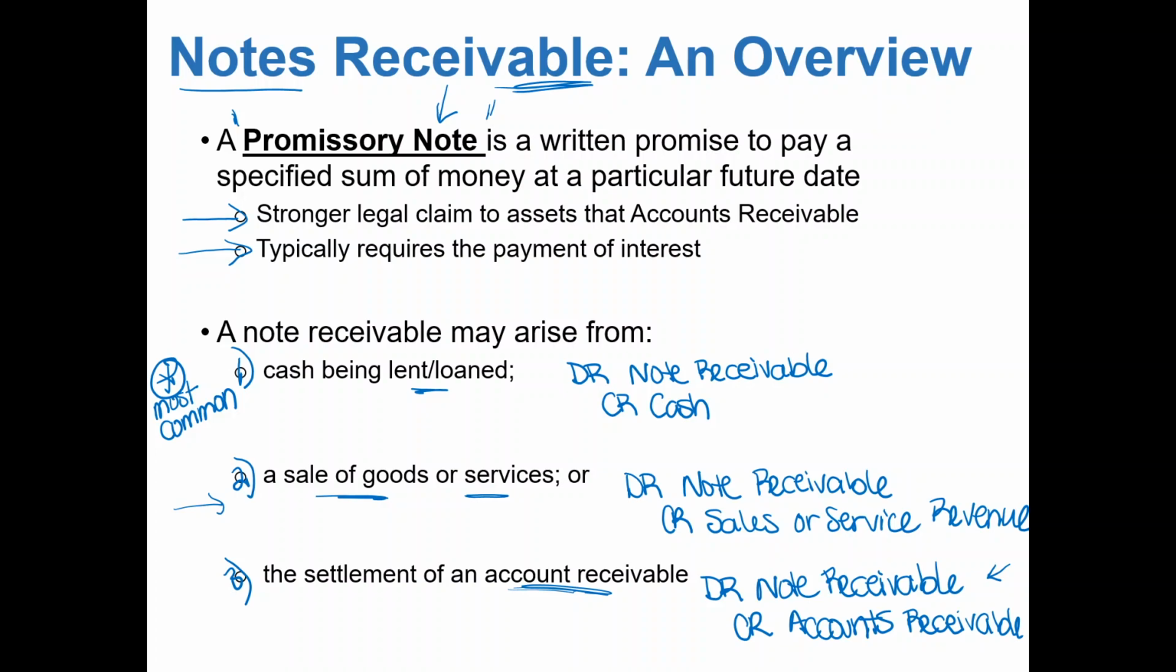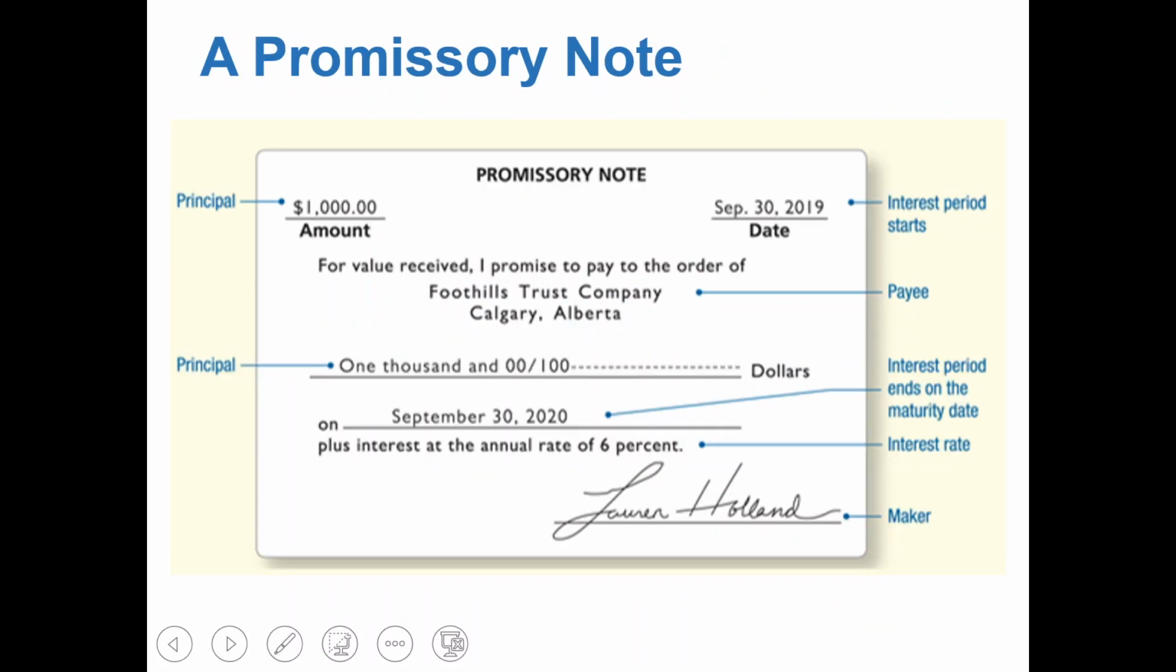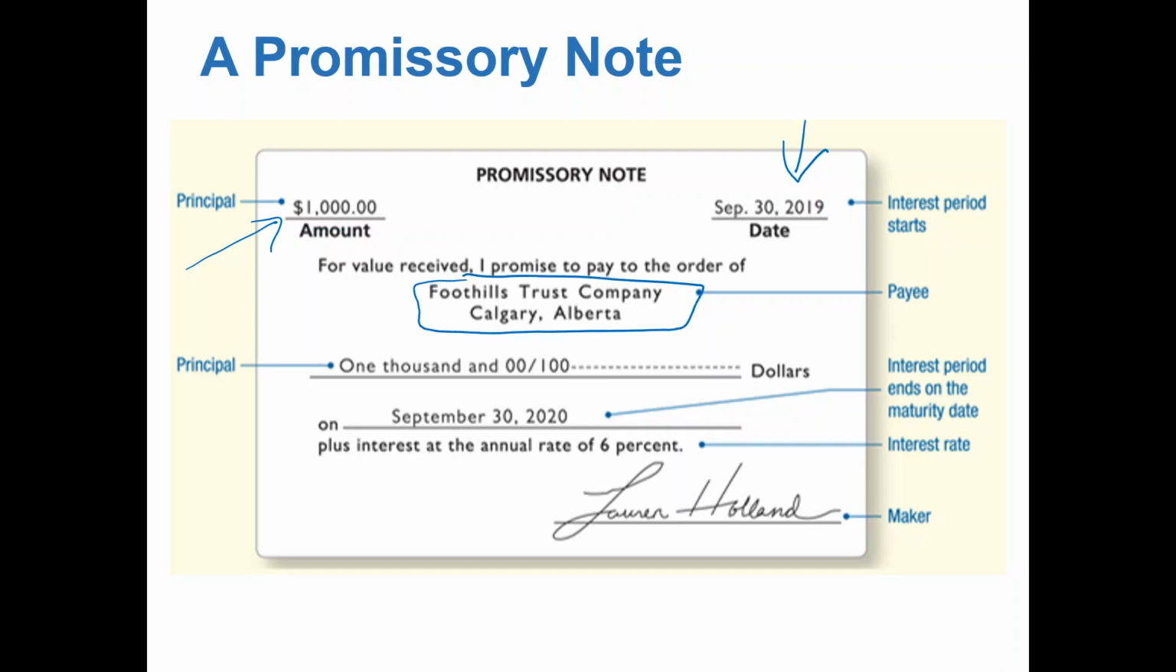Okay, so here's just a quick look at a really simple example of what a promissory note looks like. We've got the amount that it's for, the date that it was made. Here is the person who is the payee. So this is who's going to collect the money. So somebody is promising to pay this company. So they have the note receivable, this Foothills Trust Company.